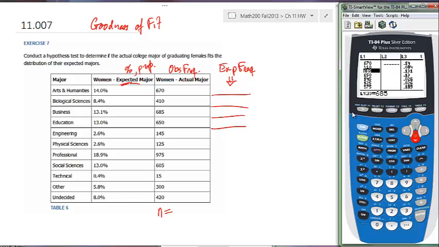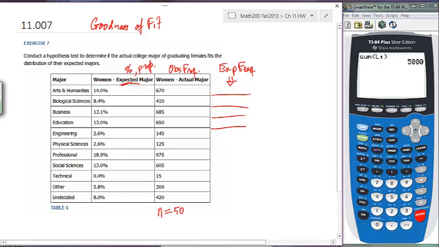What we can do is, if we go back to the home screen, add them all up. So I'm going to press second function LIST and go to MATH, and the fifth one down is sum. So the sum of my list in L1 is 5,000. So I know I have 5,000 people that we counted here.